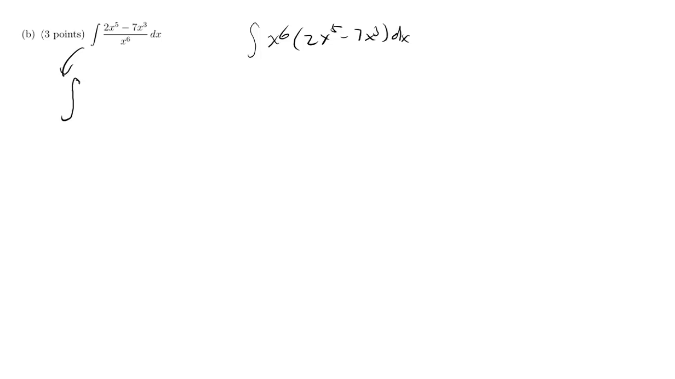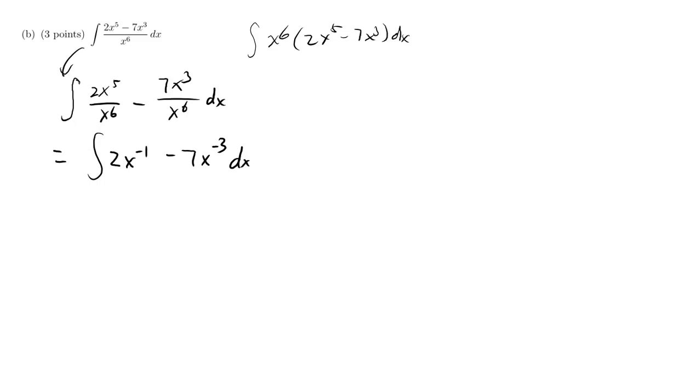Okay, so you have 2x to the 5 over x to the 6. What I'm doing is splitting the fraction into 2. See, these have common denominators, so if you put them together, you get back this one. So I'm doing the opposite of putting two fractions together. I'm splitting them. And then the rule is that you do 5 minus 6, which is -1. So this thing simplifies to -1. 3 minus 6, that's -3. So this is what you're integrating.